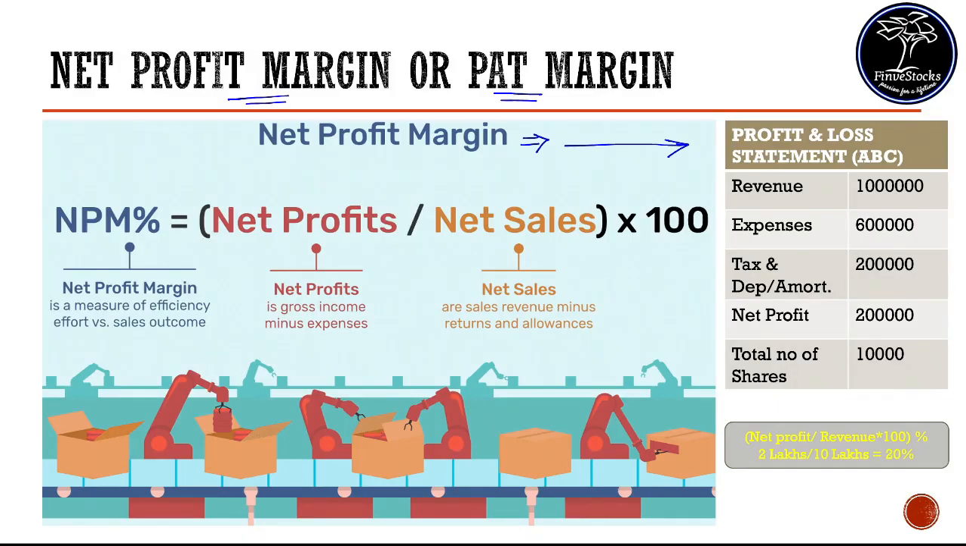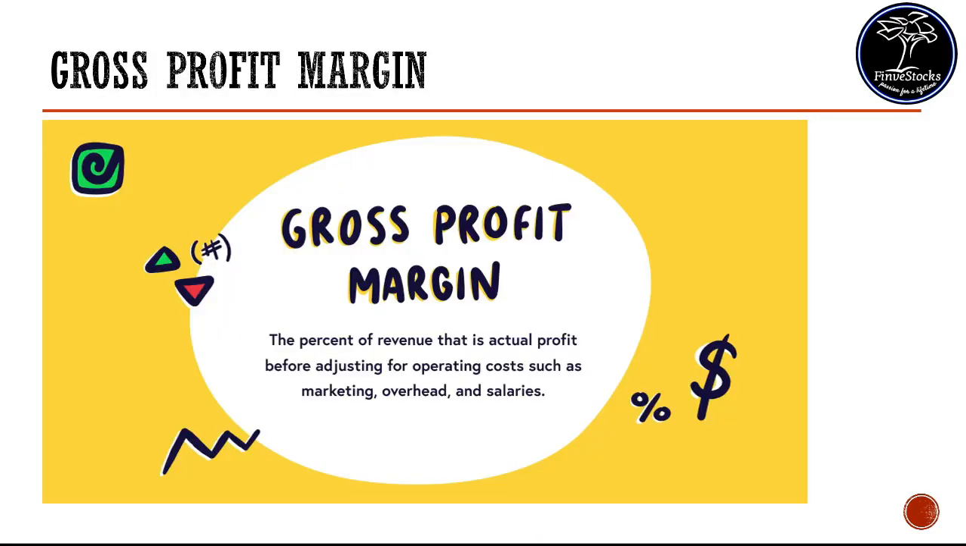In this example we can see revenue is around 10 lakhs and the net profit is 2 lakhs, which accounts for expenses, tax, depreciation, amortization, etc. So net profit margin is net profit divided by revenue. Here in this example it is 2 lakhs divided by 10 lakhs. It's approximately 20%.